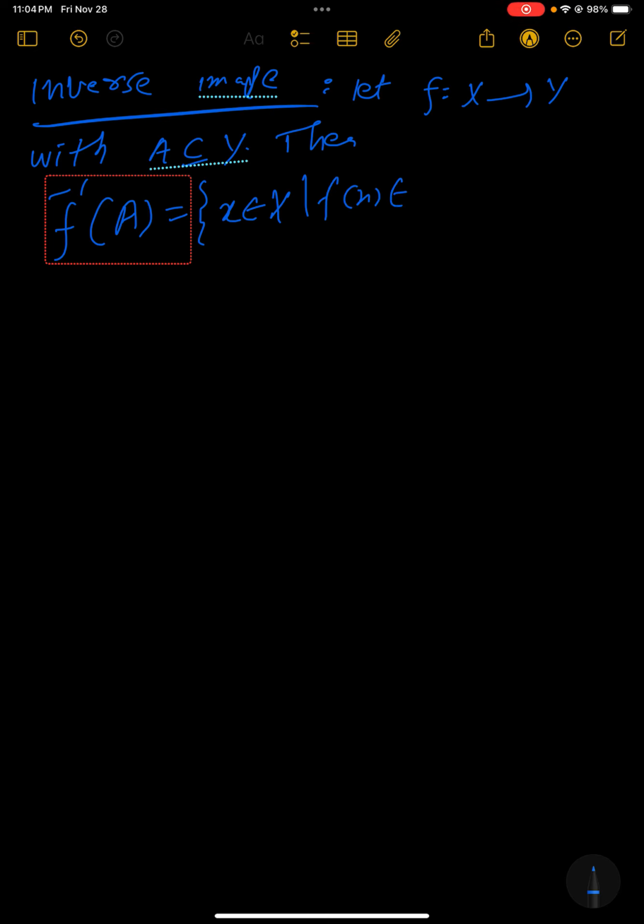Then we define the inverse image of the set A, which is a subset of Y, as the set of x belonging to X such that f of x belongs to A. Okay, so this is the inverse image.